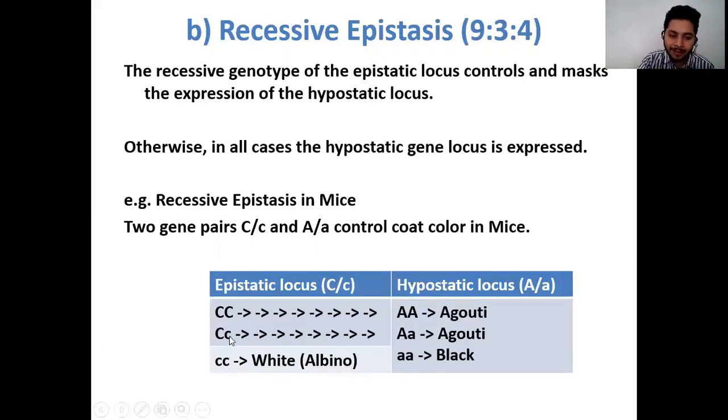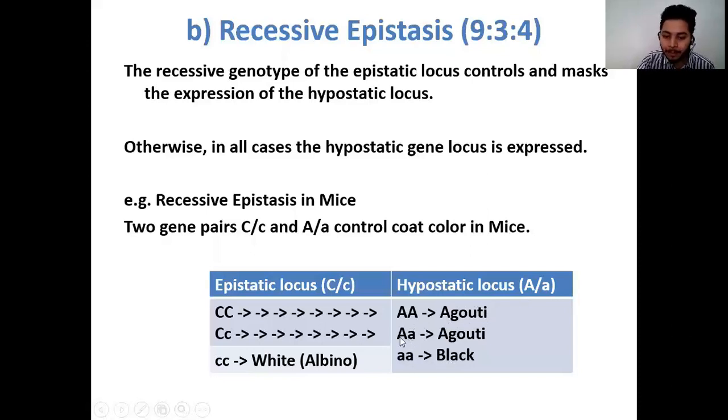However, in other cases, where the epistatic locus is occupied by capital C in homozygous dominant condition or in heterozygous dominant condition, irrespective of the two cases, the hypostatic locus will be allowed to express. Now let us shift to the hypostatic locus. Upon its expression, what is going to happen? The hypostatic locus is occupied by two alleles, capital A and small a. If capital A is present in homozygous dominant condition, it is going to produce the agouti trait, which is a pale yellow color in mice. This is a dominant trait over the recessive trait, that is small a. Small a is going to produce a black coat color.